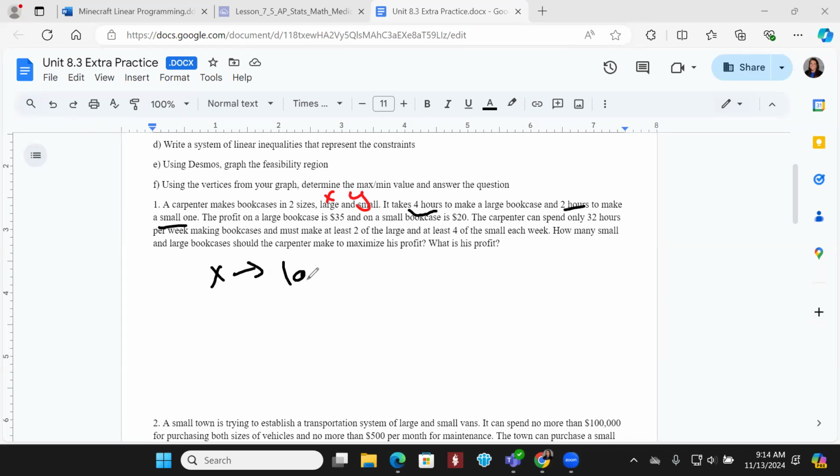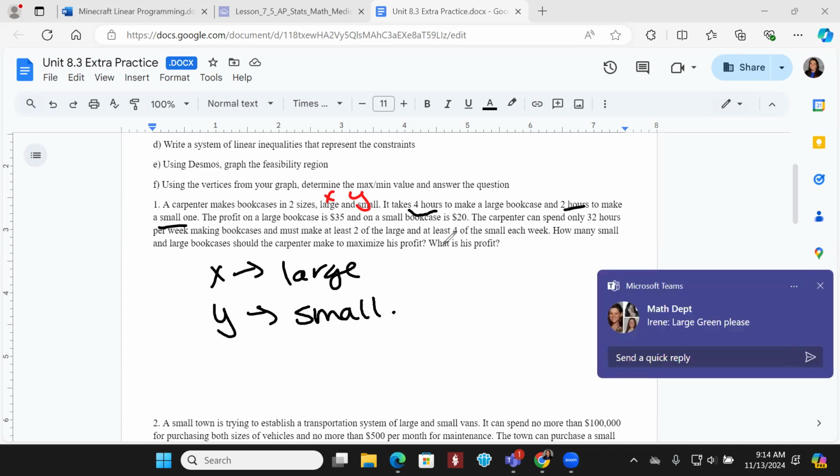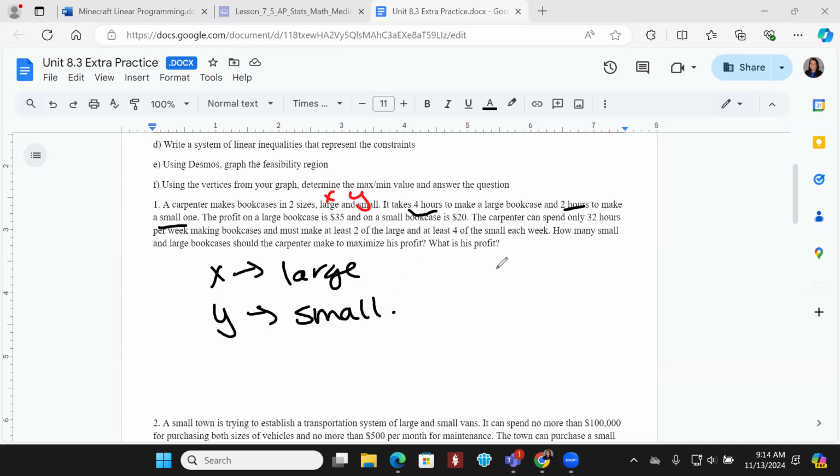So X is going to be large, Y is going to be small. Good. So now we're going to do something with the hours first, and then with how many there are, right? You've got 2 hours to make a small one, 4 to make a large one. So 4x plus 2y. How many hours do you have in total? 32 hours in total.